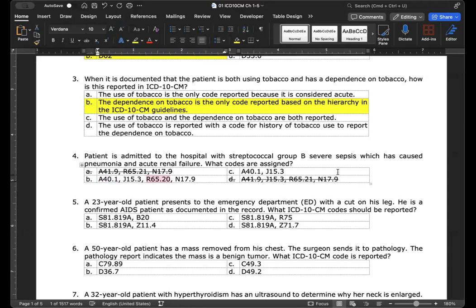If you get confused, there is a guideline in chapter 1 as far as how to code severe sepsis, and it does indicate that if severe sepsis is present, then we should not only code the sepsis, but we should also code the severe sepsis code.